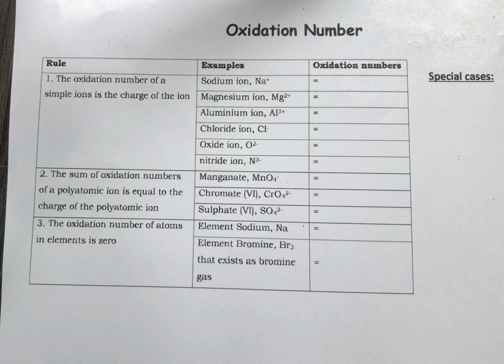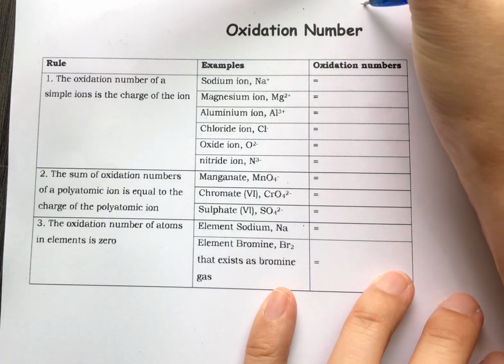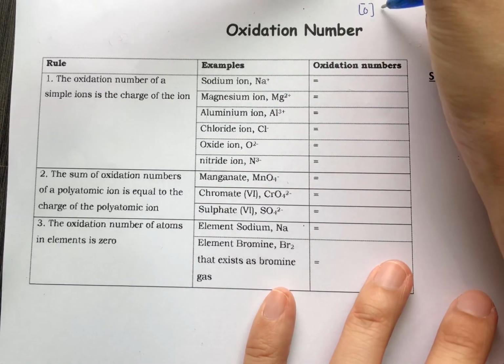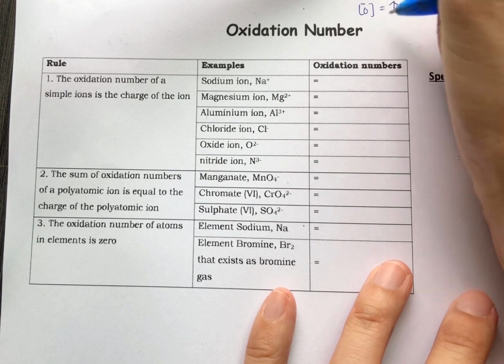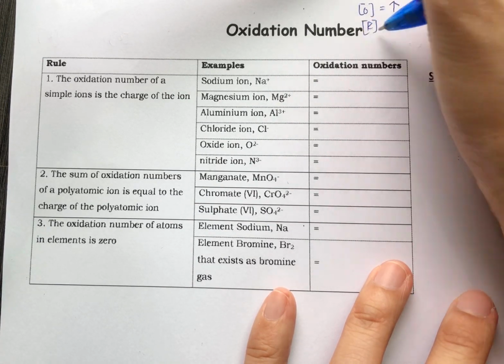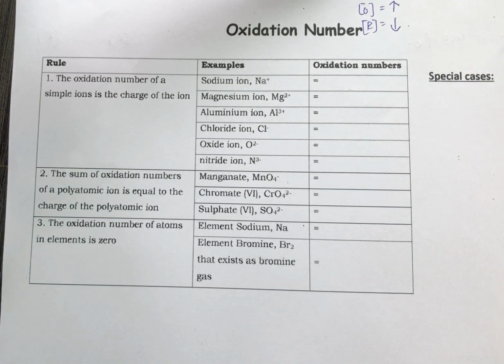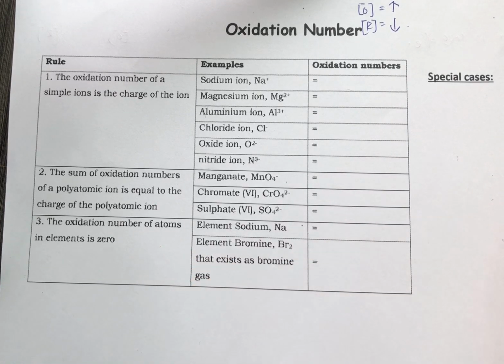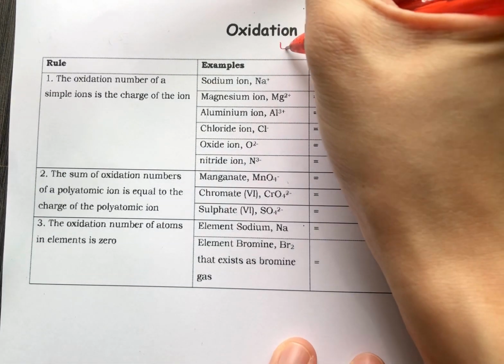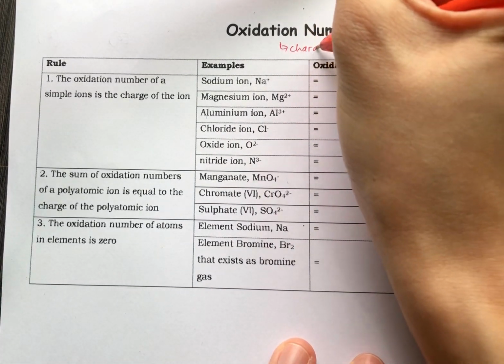Alright guys, so today's lesson is about oxidation number. In redox, we know that when something undergoes oxidation, it means an increase in oxidation number. When it undergoes reduction, it means a decrease in oxidation number. But before that, we have to know the meaning of oxidation number first. To make it simple, just think of oxidation number as charge.